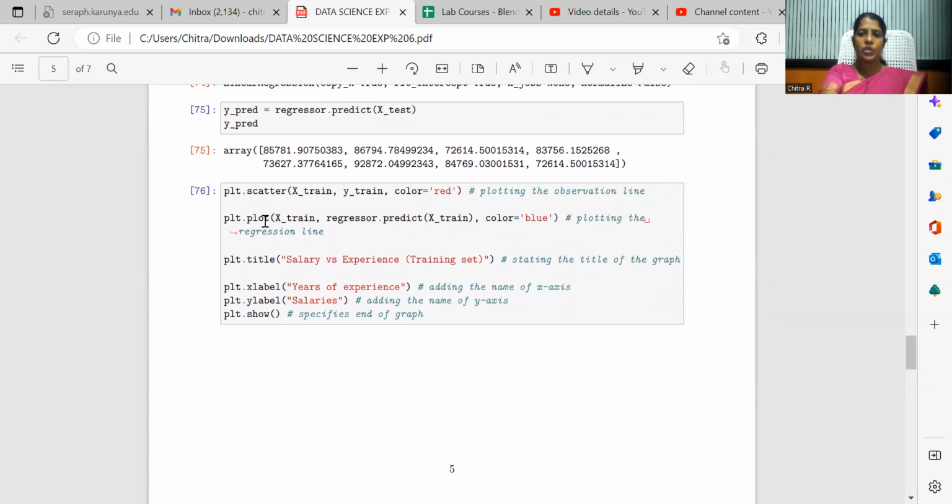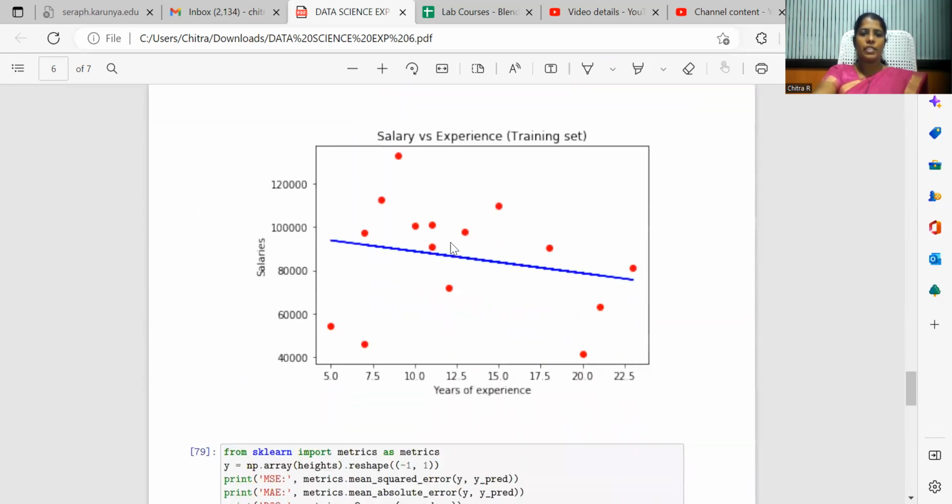Then we want to visualize the values. We need the regression line as well as the error between the data points and the fitted regression line. For that, we use the scatter plot. With the help of the line plot, we plot the regression model, and with the scatter plot, we display all the data points. Here I am displaying all the data points as well as the regression line. This one is the line of regression and these are the data points.